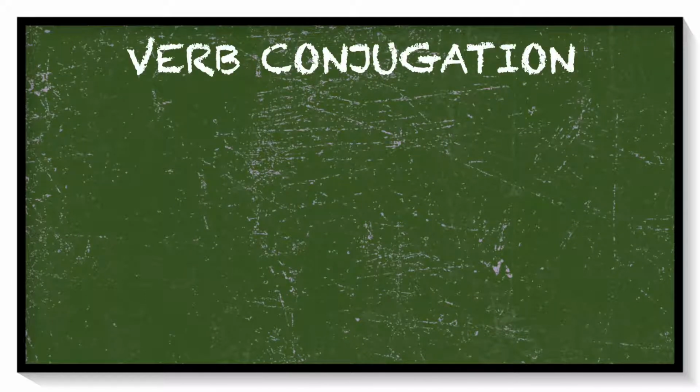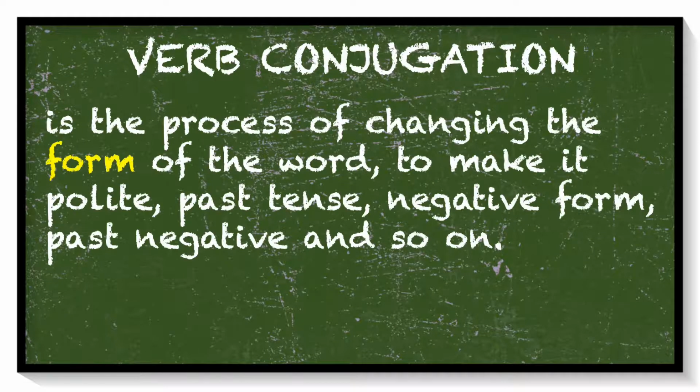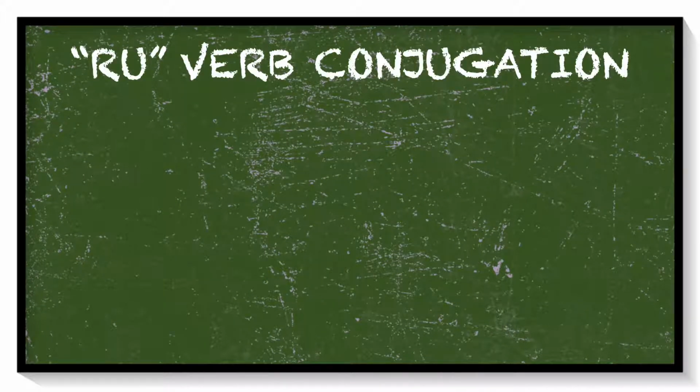Now, let's proceed to conjugation. In Japanese language, conjugation is the process of changing the form of the word to make it polite, past tense, negative form, past negative form, and so on. Let's discuss first the conjugation of ru verbs.